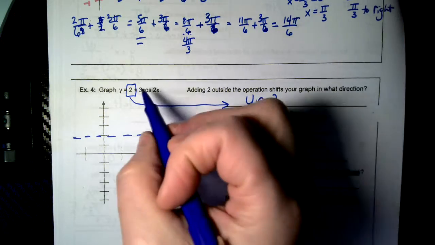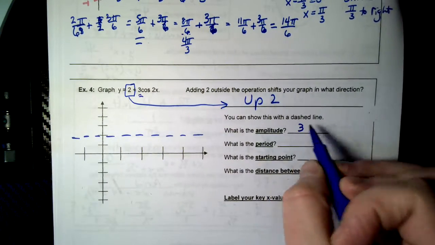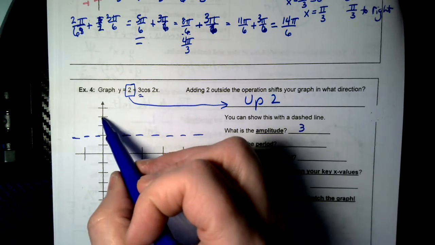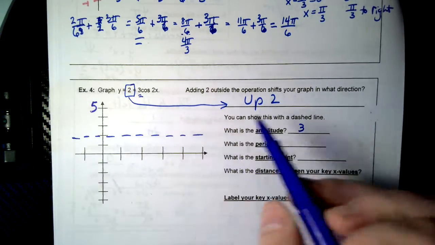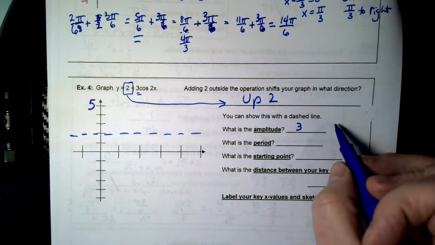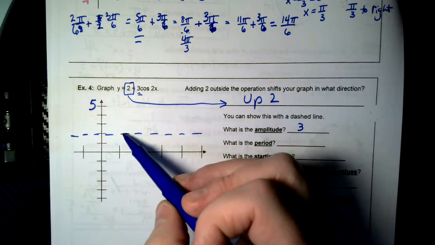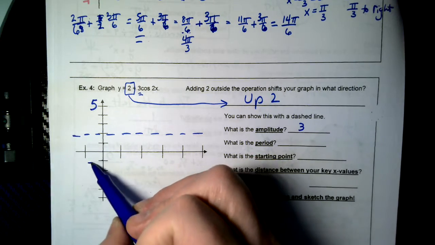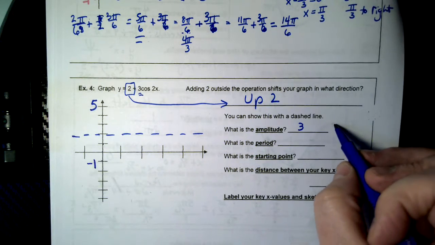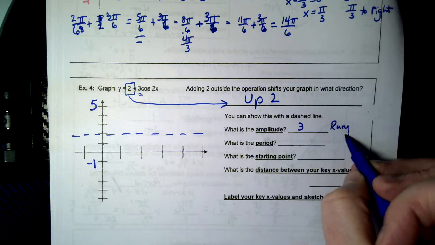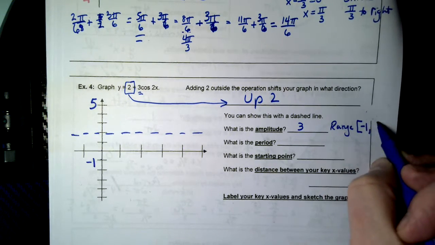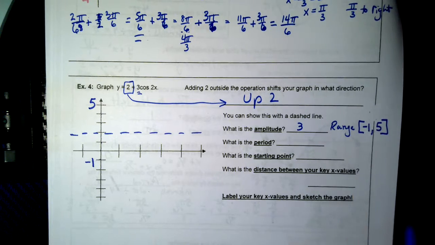So my amplitude is a 3. From the dotted line, you're going to go 3 up from that. 1, 2, 3. That's 5 now. That's going to be the highest number. And the lowest number is 3 below the dotted line. 1, 2, 3. -1. So what that means is my range, probably important to do that. My range is going to go from -1 to +5 for the graph.